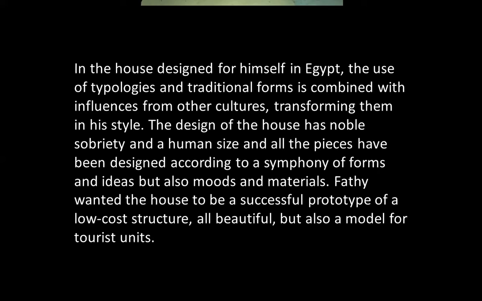In the house designed for himself in Egypt, the use of typologies and traditional forms is combined with influences from other cultures, transforming them in his style. The design of the house has noble sobriety, and the human size and all the pieces have been designed according to a symphony of forms and ideas, but also moods and materials.